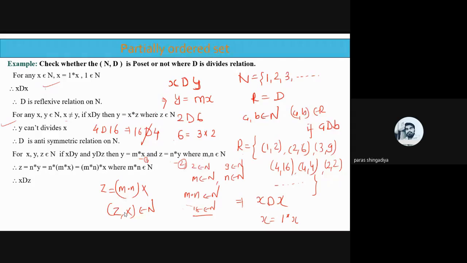And therefore you can say x divides z, and therefore D is a transitive relation on N. And you can consider a counter example for that, or three numbers x, y, z, where let us consider 2 divides 6, clear, and 6 divides 12, clear. 2 divides 6 and 6 divides 12, that is x divides y, y divides z, that is true. We can easily say that 2 also divides 12.